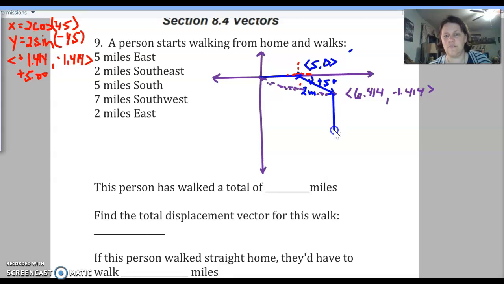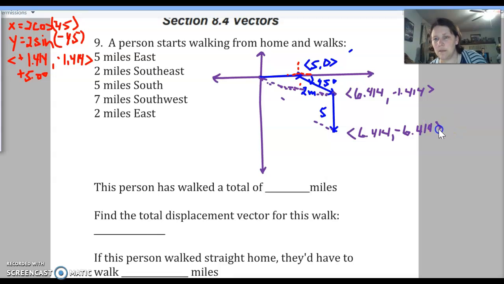All right, so 5 miles south. This has a magnitude of 5. The direction is going straight down. We can figure out this point easily enough, right? We know that the x value stayed the same because we didn't go left or right any. So our component value for a vector coming from home and ending here would be 6.414 for x, and then we've gone down 5 more, so now we're at negative 6.414.